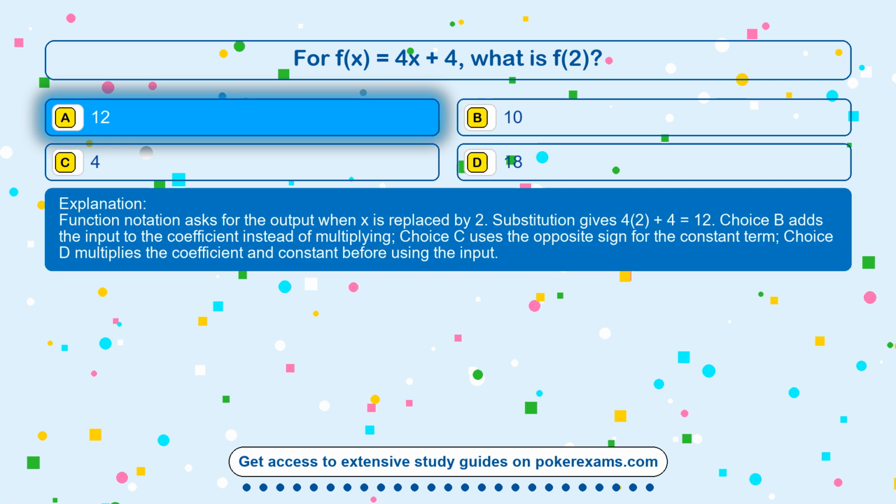Function notation asks for the output when x is replaced by 2. Substitution gives 4 times 2 plus 4 equals 12. Choice B adds the input to the coefficient instead of multiplying. Choice C uses the opposite sign for the constant term. Choice D multiplies the coefficient and constant before using the input.